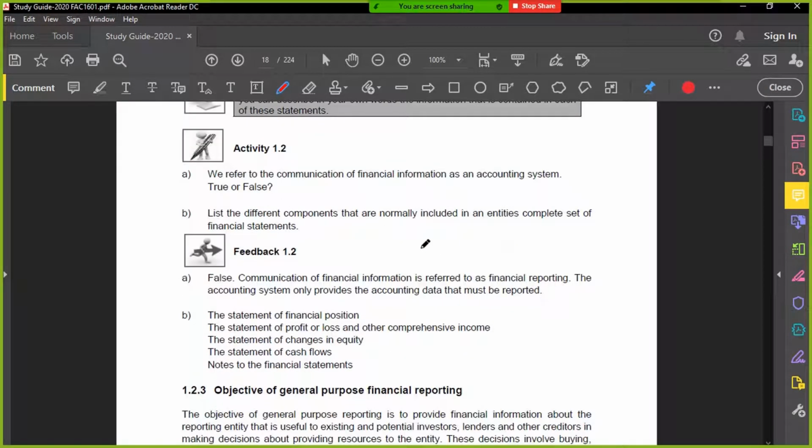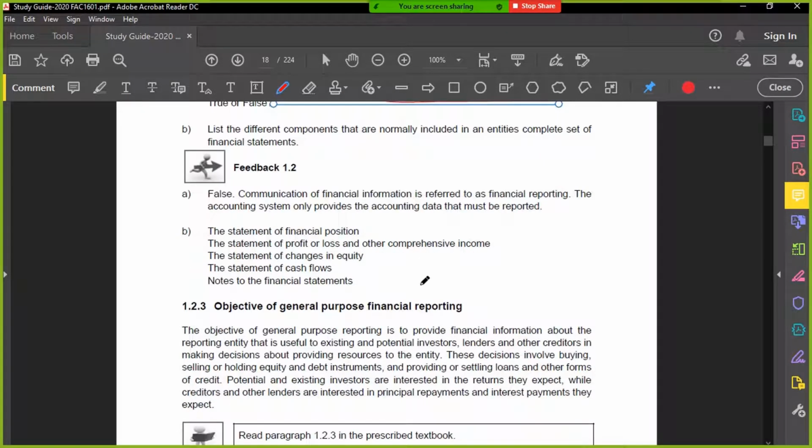Okay, let's see if there's some practical questions we can actually do. Let's see. Okay, this is again theory. True and false. Communicating financial information. We know it's a language. We know accounting is important for business because it helps you to make decisions in different subjects. It's the basis for decision making that comes later on in other subjects.